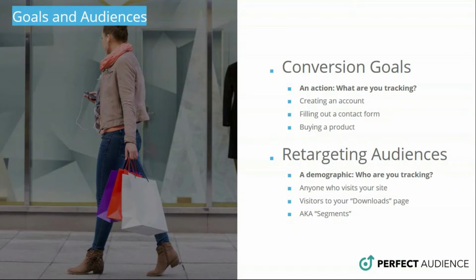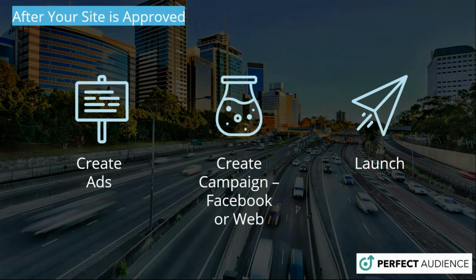A retargeting audience, on the other hand, is a demographic. It's a group of people. It's a who. So who are you tracking? Is it everyone who visits your website? People who navigate over to a certain section or page, or people who put things in a shopping cart or get to the form page and don't fill it out? Retargeting audiences are also sometimes called segments, but when they were deciding what to call this company, they decided not to go with perfect segment, which I think they made the right call. I think perfect audience just sounds better.